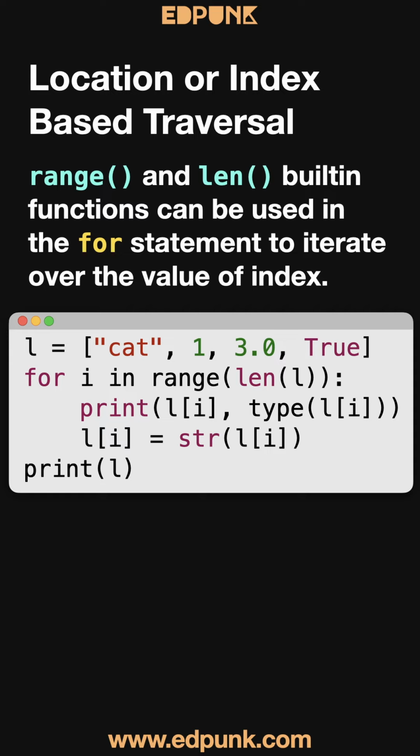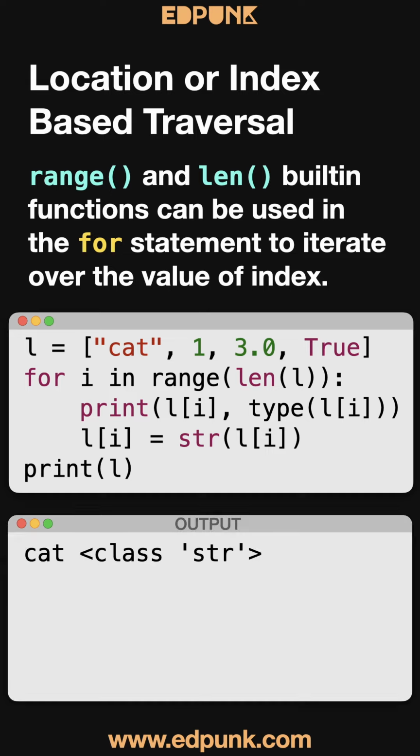Inside the for statement, we print the item accessed using the current index i along with its type. Next, we modify the item into a string using the built-in str function. Finally, outside the for loop, we output the modified list. Let us now execute the code.